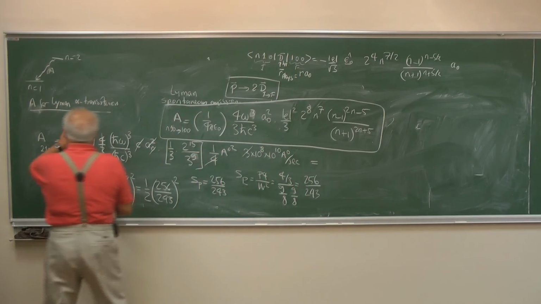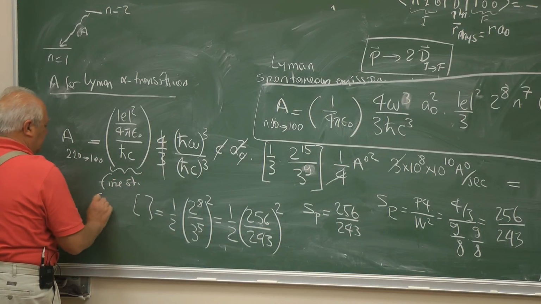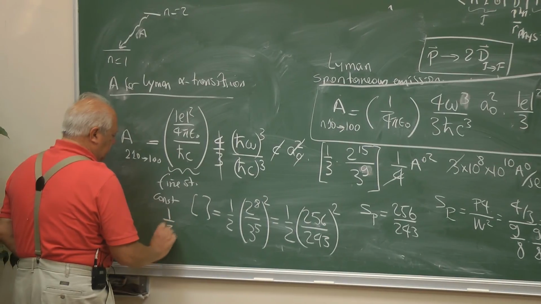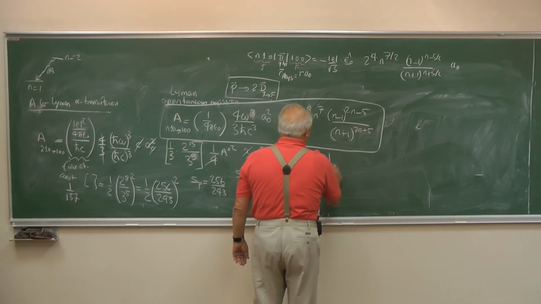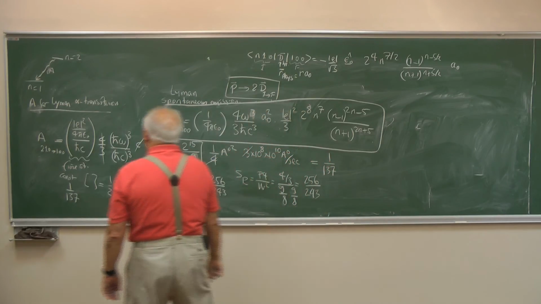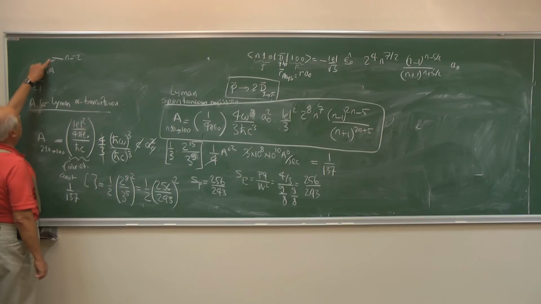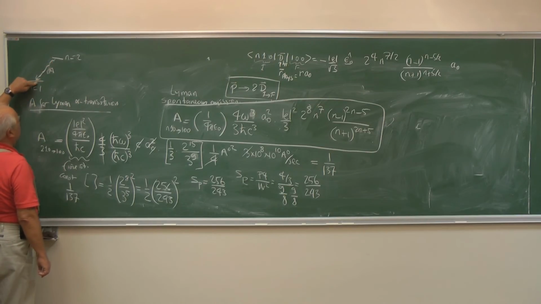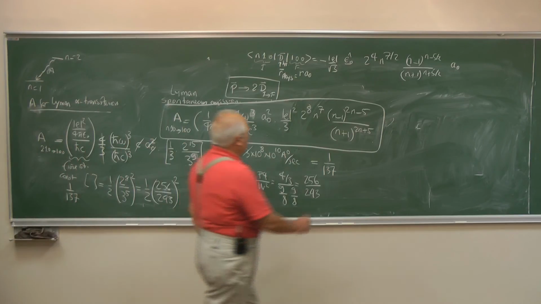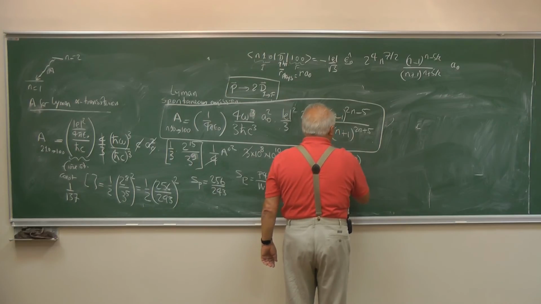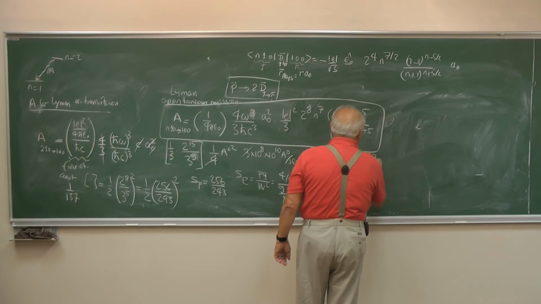This is the fine structure constant, and that's 137. It has no units, so it's 1 over 137. This one, h omega, this is at 3.4, this is at minus 3.4, this is at minus 13.6. So this is 10.2 cubed electron volts cubed. That's it.